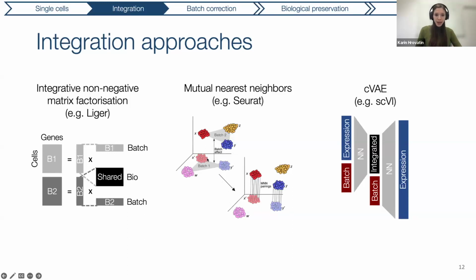Another approach relies on mutual nearest neighbors. What happens here is we have two batches, and then we have mutual nearest neighbors between the cells across the batches, and we use this information for aligning the batches.